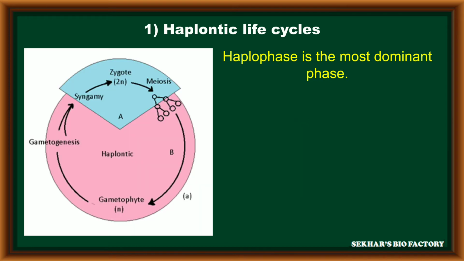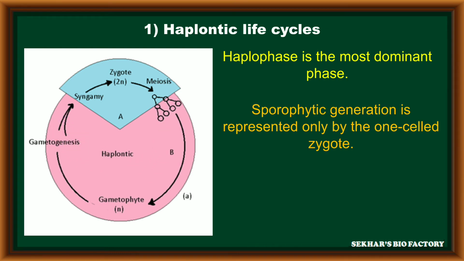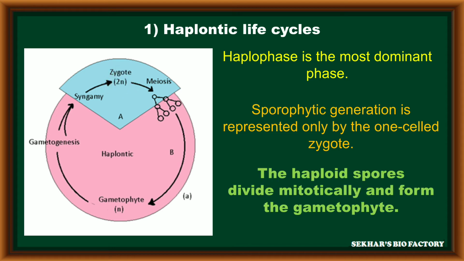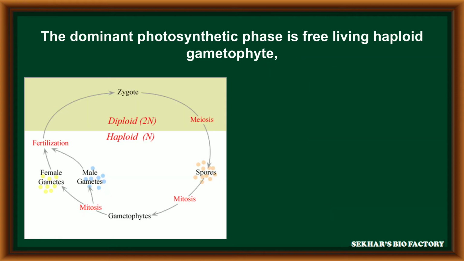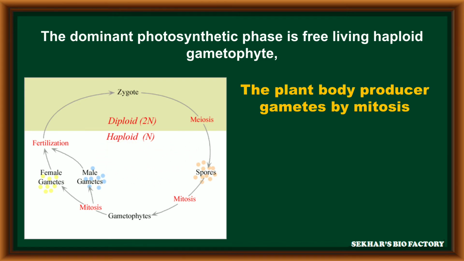The first type of life cycle is the haplontic life cycle. In this haplontic life cycle, the haplophase is the most dominant phase. The sporophytic generation is represented only by one cell, the zygote. The haploid spores divide mitotically to form the gametophytic structure. The dominant photosynthetic phase is the free-living haploid gametophytic phase, and the plant body produces gametes by mitotic divisions.